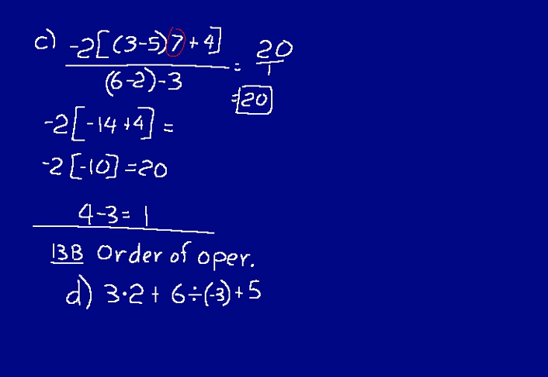So look at practice problem D, and let's just go ahead and do that one. We see our multiplication there, 3 times 2, so we would do that first. Then we have a plus sign, and then we have a division, 6 divided by a -3. That would give us a -2. And then we have plus 5 on the end. Now let's go ahead and continue with addition. That's all we have left. So we have 6 plus a -2 would be 4, plus 5 is equal to 9.